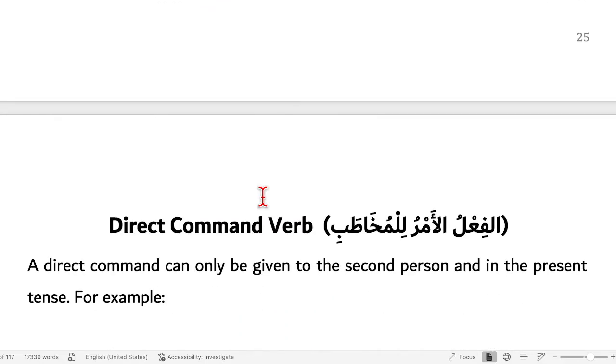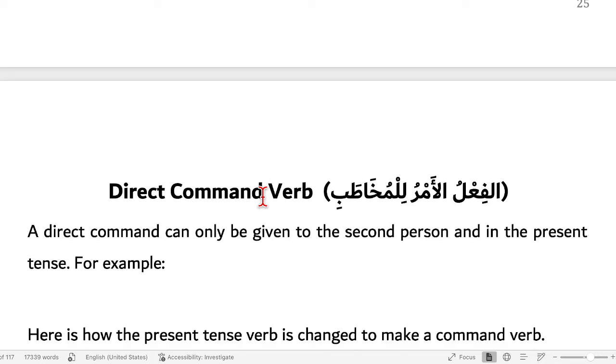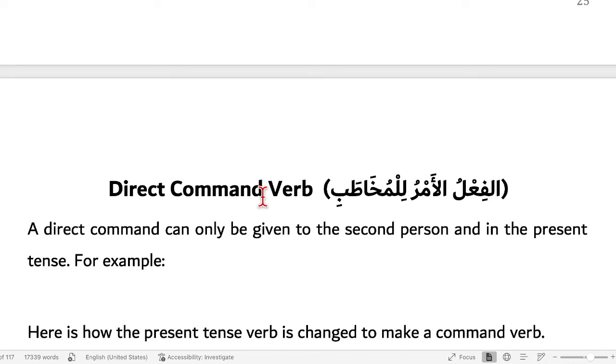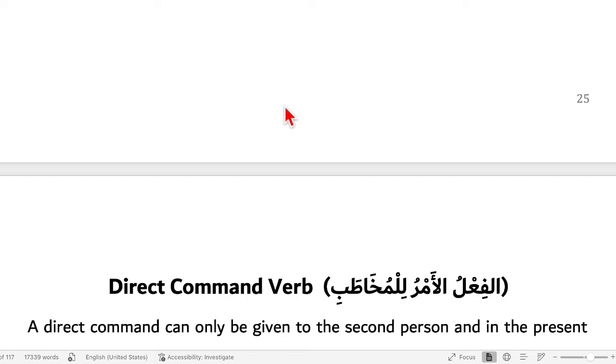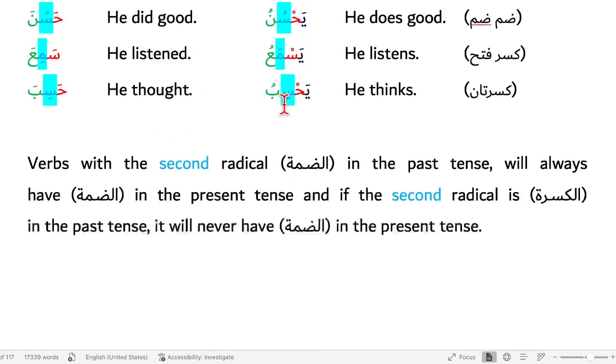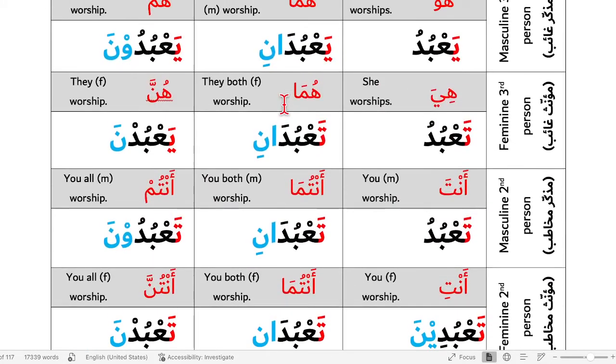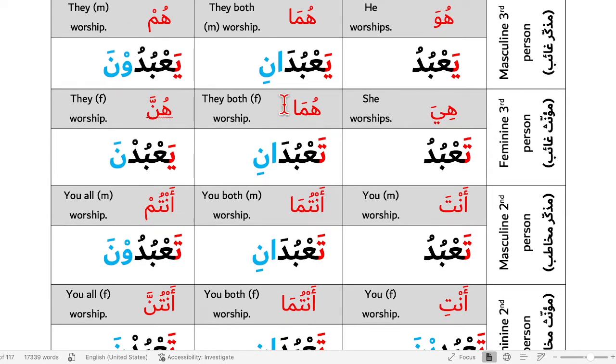Now the next one is the direct command verb. Like you are ordering somebody to do something, like you say somebody enter, you're commanding enter. So how are you going to say that in Arabic? For the verb to enter, the verb is dakhala yadkhulu. Dakhala, he entered. Yadkhulu, he enters.